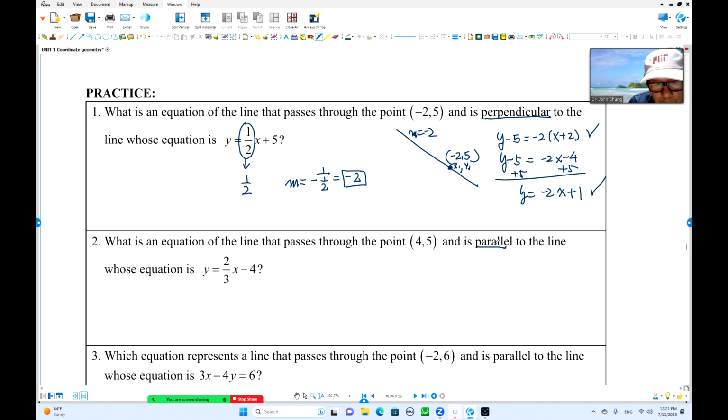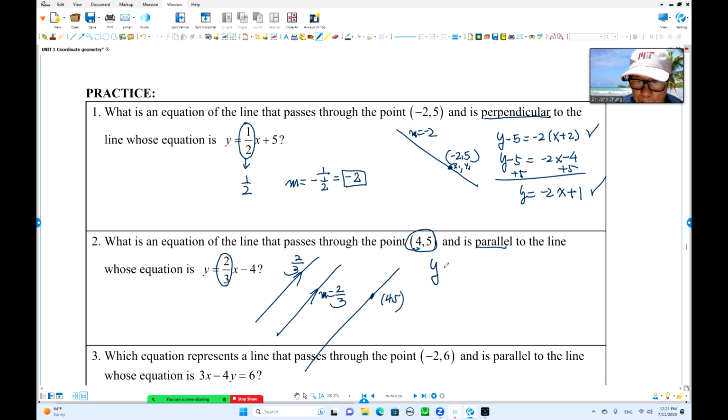Parallel means what? Same slope as this one. These two lines are parallel. This slope is 2/3. The other one should have the same slope, 2/3. But it's going to pass through what? This point. Okay? We're going to find this one.